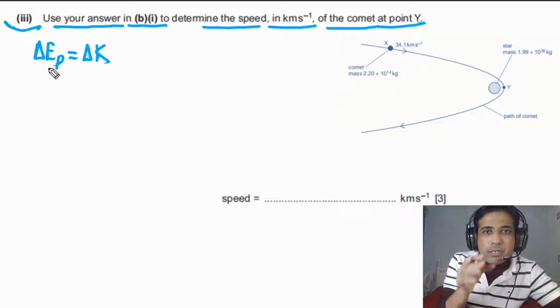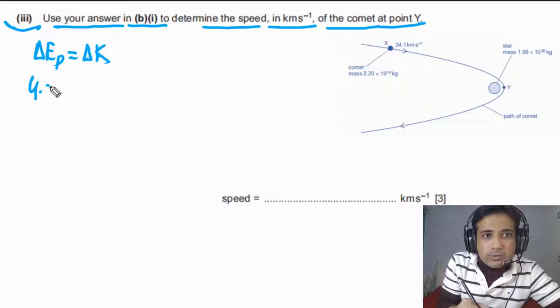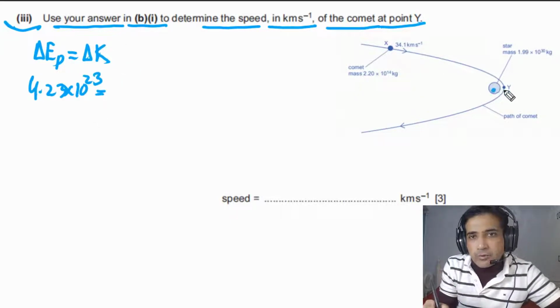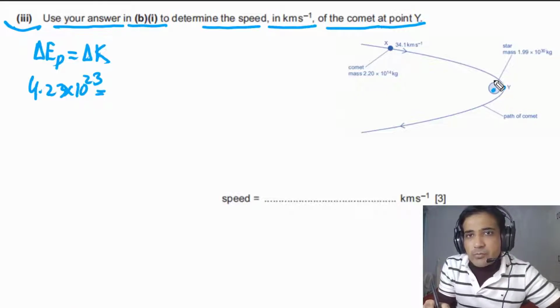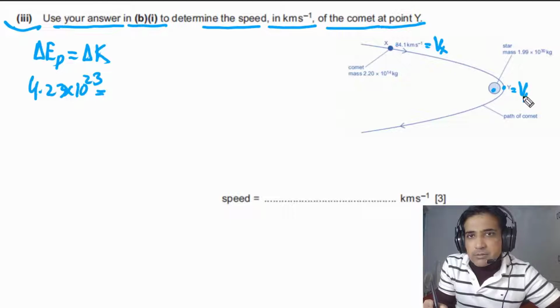So we can simply say loss in GPE is equal to gain in KE, and loss in GPE means the change in gravitational potential energy we have already calculated, that was equal to 4.23 times 10 to 23. Now we need to calculate change in kinetic energy, and then we can find out the speed of this comet at point Y. Let's say this speed at point X is Vx, and the speed at point Y is Vy. And we need to calculate Vy.